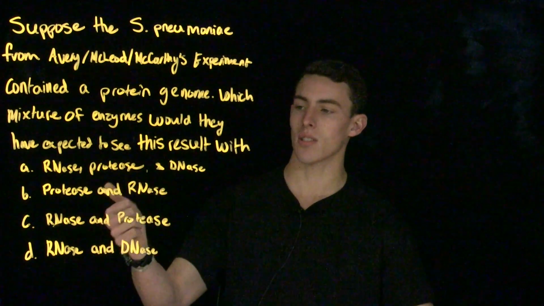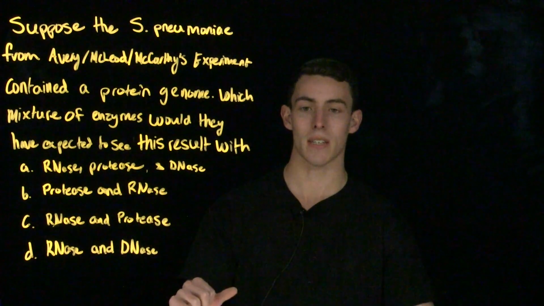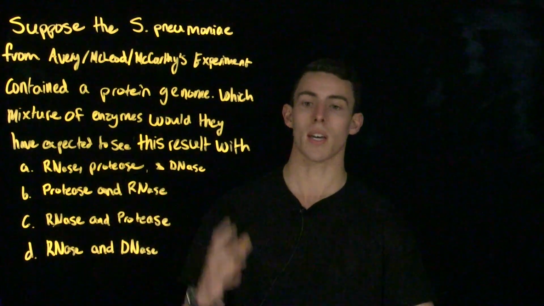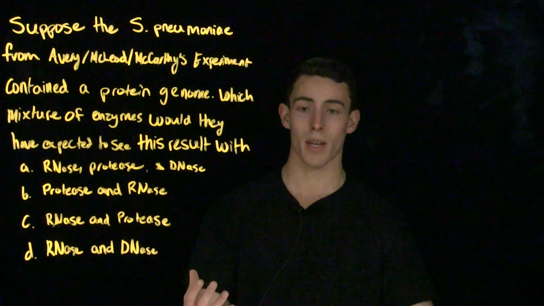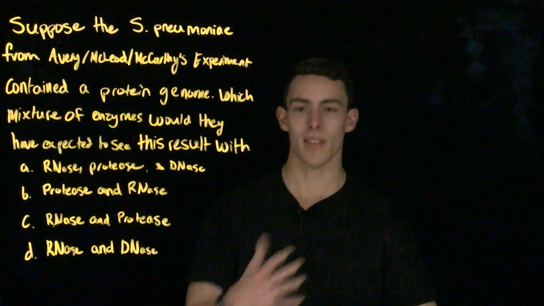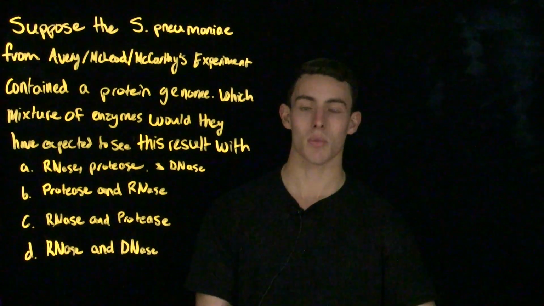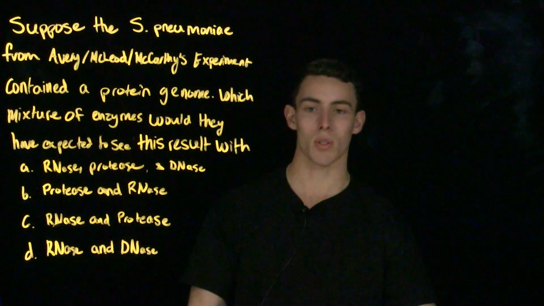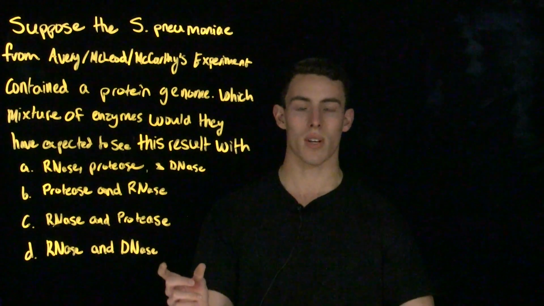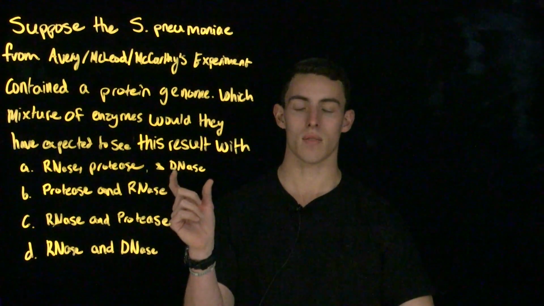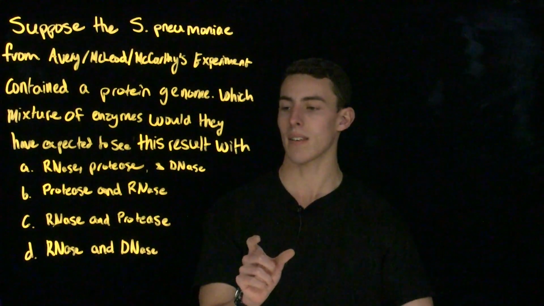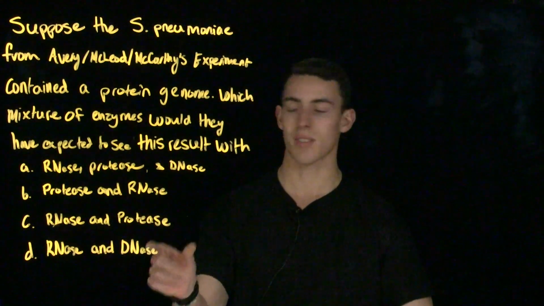If we had protease and RNase, we would destroy the protein, and again, if we had a protein genome, if we destroy the protein, we would have no transformation, and thus the mouse would survive. If we had RNase and protease, again, we're destroying our transforming substance, we're destroying the genome, so there's no transformation from that non-virulent to the virulent strain, and thus the mouse survives.